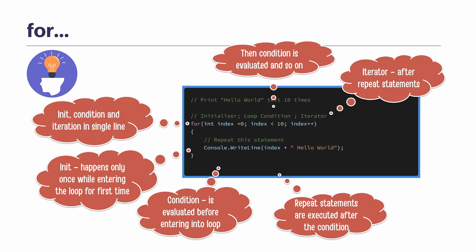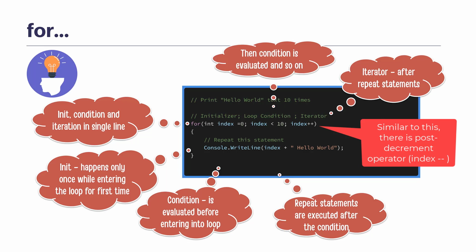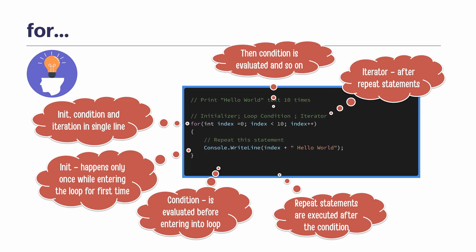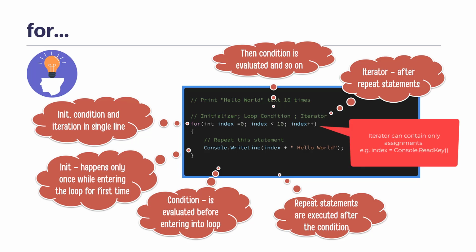Till now, we have seen the code examples where the iterator section increments the value of loop variable by 1 using post increment operator. Similarly, there is a post decrement operator as well. It is represented by double minus signs. It can be used to decrement the value of its operand by 1. Instead of increment or decrement, an iterator section may contain only assignment statement. This assignment statement will just assign some value to the variable which is used in condition.